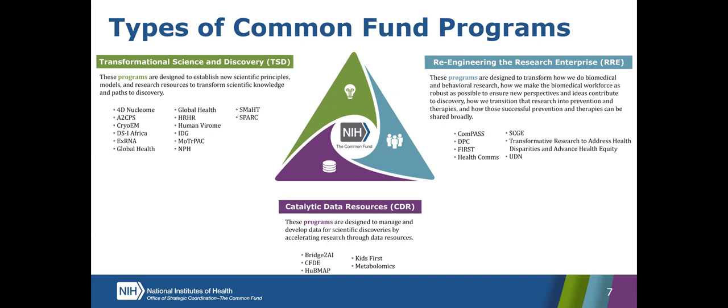On the top right, we have Reengineering the Research Enterprise programs that are designed to transform how we do biomedical research and behavioral research, how we make the biomedical workforce as robust as possible to ensure new perspectives and ideas contribute to discovery, how we transition that research into prevention and therapies, and finally, how those successful prevention and therapies can be shared broadly. Examples include COMPASS and the Undiagnosed Diseases Network.